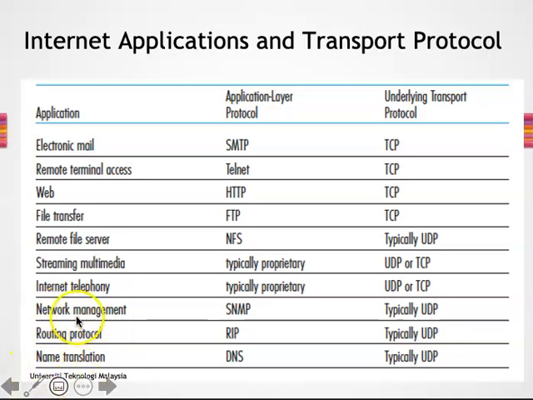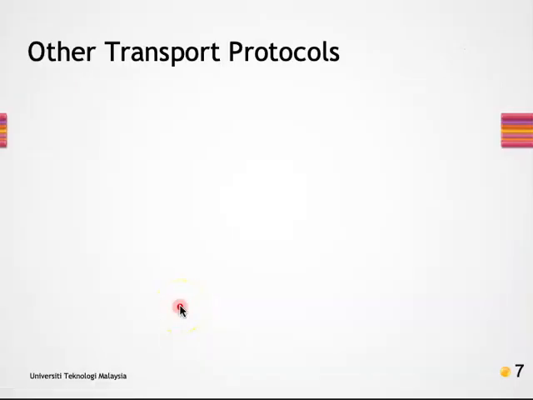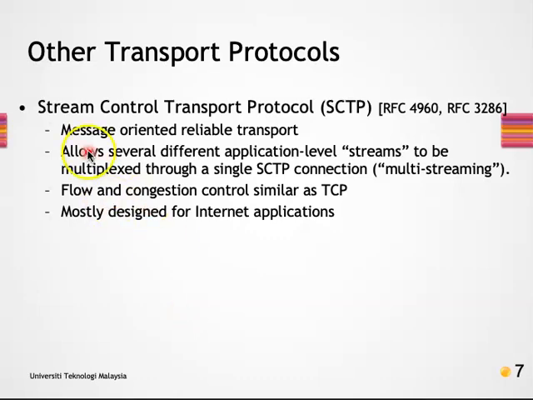For other applications such as network management, routing protocol, and name translation, these applications used UDP rather than TCP. Besides UDP and TCP, there are also other popular transport protocols.